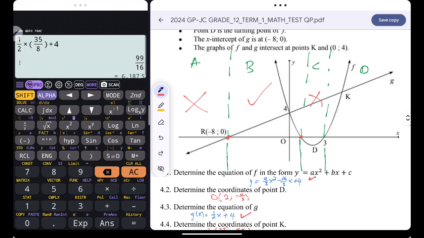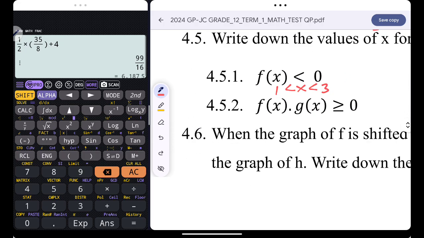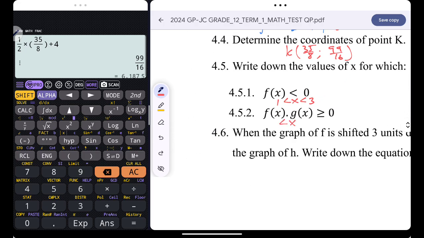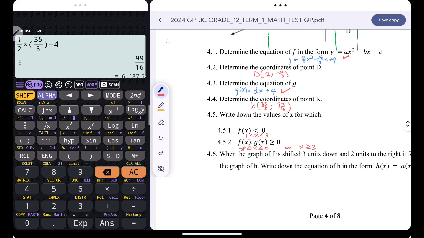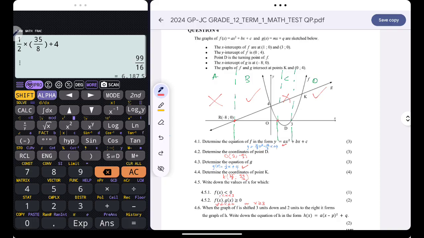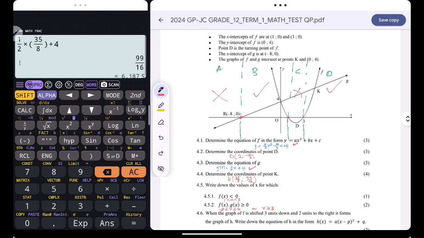But when I go to D, when x is greater than 3, I can see that both of my graphs are above the x-axis. So that means both of them have the same sign. So for me to write the answer here, I'll simply say the statement is true when x is between -8 and 0, or when x is greater than or equal to 3. That's how I could have interpreted these two questions.